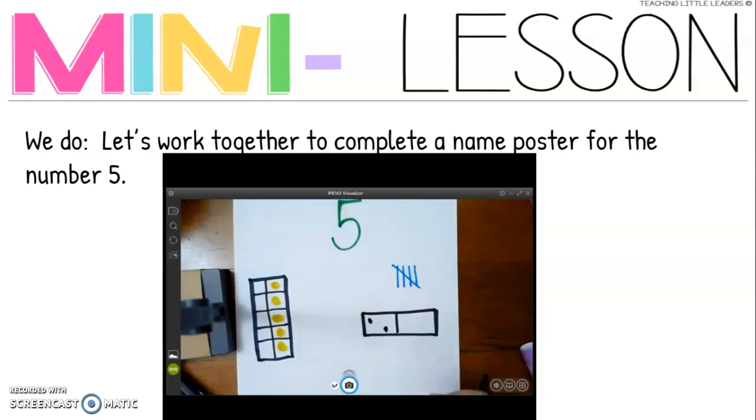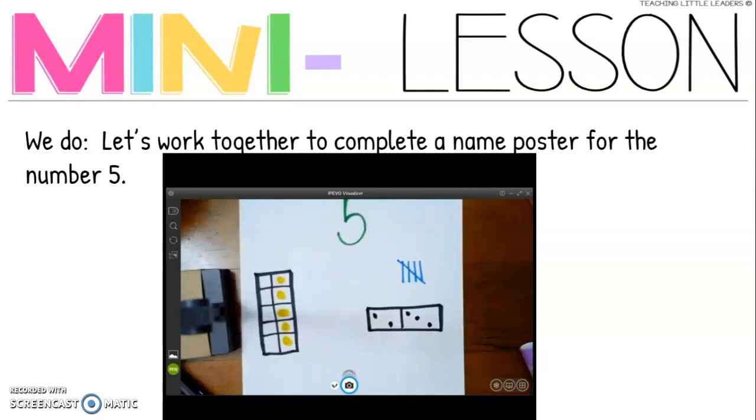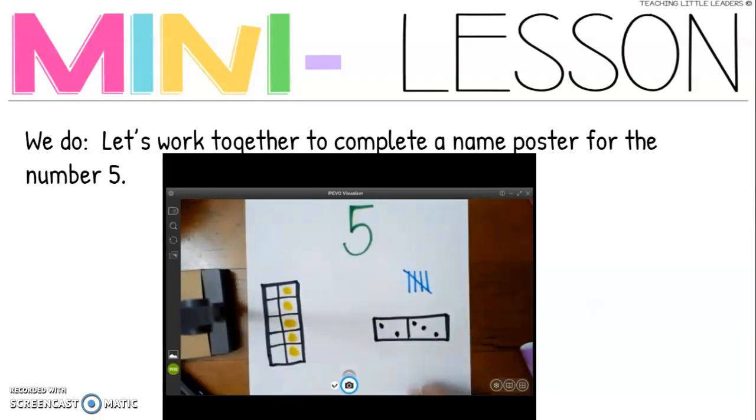I heard someone say 2, so let's start with 2. Now let's count up all of our dots and see if we made 5. 1, 2, 3, 4. Did we make 5? Nope. How many more do we need if we have 4? Good job. 1 more. Now we'll count our dots to make sure we have 5. 1, 2, 3, 4, 5. Good job. Okay, let's think of another way to make 5.